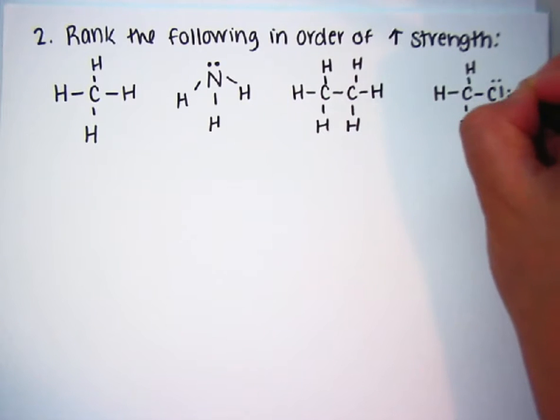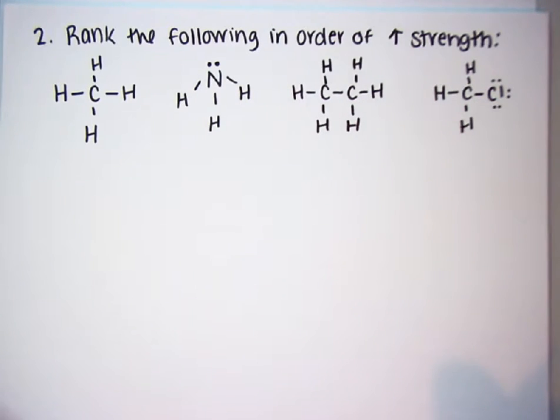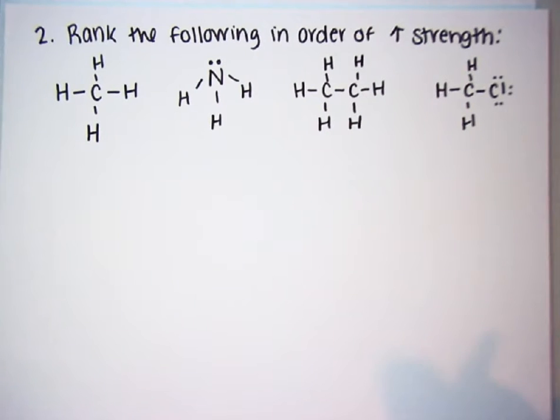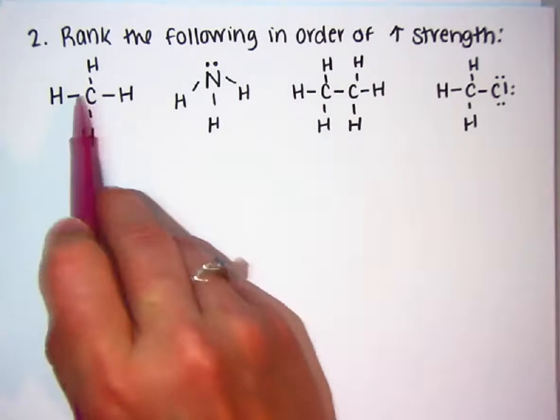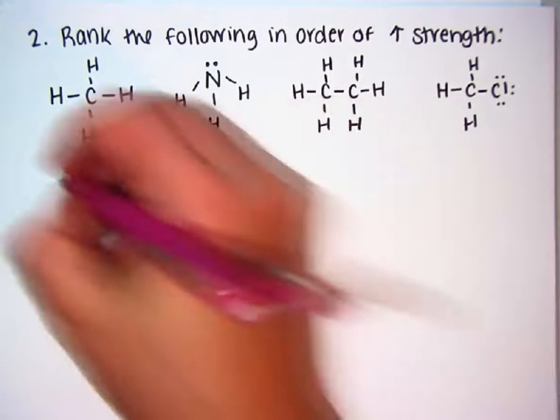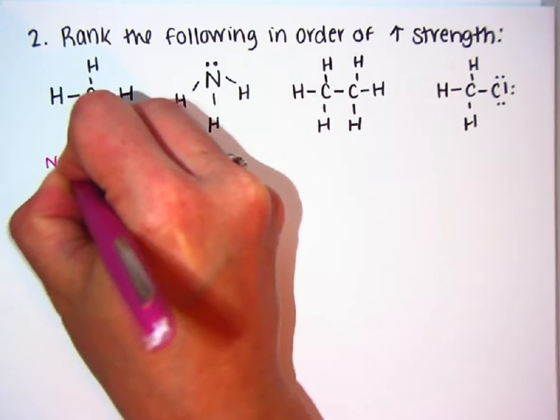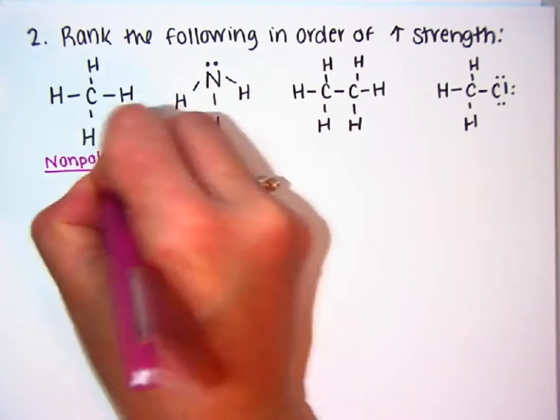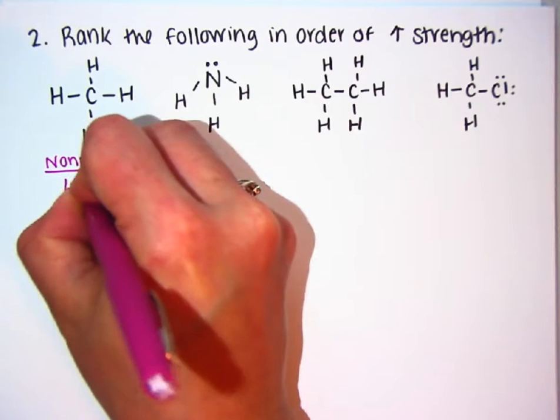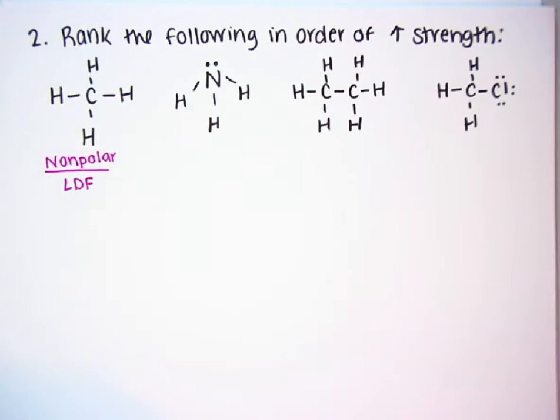So the first thing that we want to do is go through each of the 4 of them, determine whether they're polar or nonpolar, and then determine our intermolecular forces. First one, again, think about your vectors. They're all going to cancel. This is a nonpolar molecule. So the only intermolecular force acting on 2 molecules of methane would be LDF.